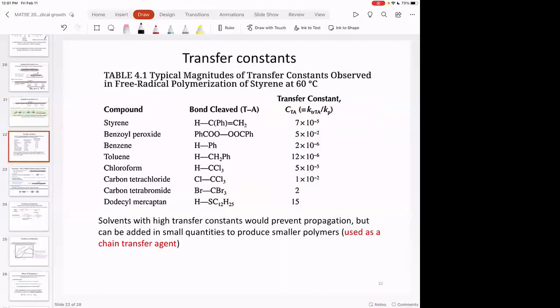All right, we still have a few minutes. We're going to make it all the way through chain transfer constants. So this is really cool. This gives you the chain transfer constant, KTRTA over KP. So you can use that in the Mayo-Walling equation. And then it tells you exactly what bond is cleaved for these different compounds. And there are lots of tables of chain transfer constants out there.